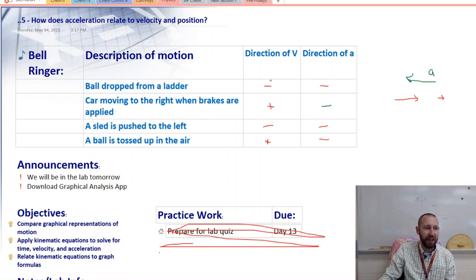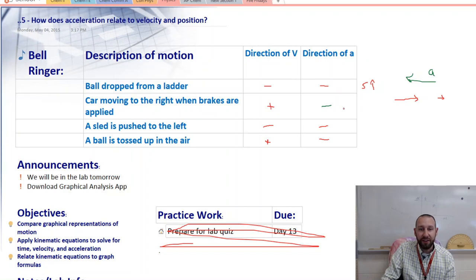Now what's interesting is we can start to describe these motions. So the ball dropped from a ladder. If the direction of velocity and the direction of acceleration are the same, you can imagine that the final velocity is going to keep increasing the longer we let it run, right? It's going to continue because the change in speed is the same as the initial speed, so it's going to keep going faster and faster and faster. So this one is speeding up. Even though it's in a negative direction, its speed is increasing.